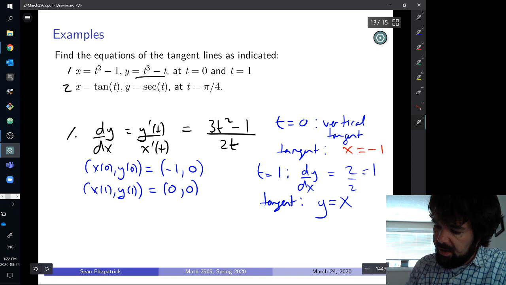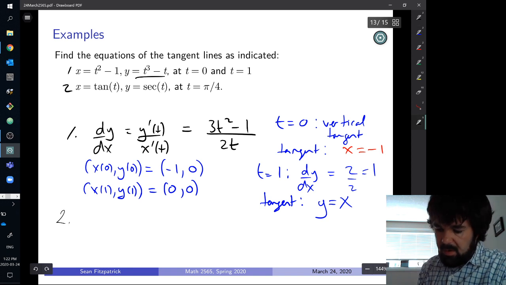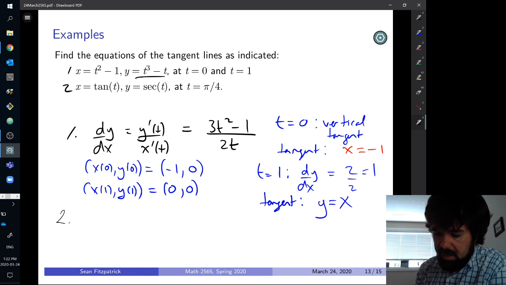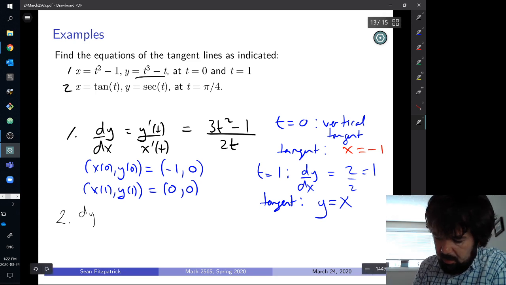Let me try to tackle the second one before we move on. So if x is equal to tan t, y is equal to secant t. Well, we've got to work a little harder on our derivatives this time, right? So dy/dx, y prime over x prime.